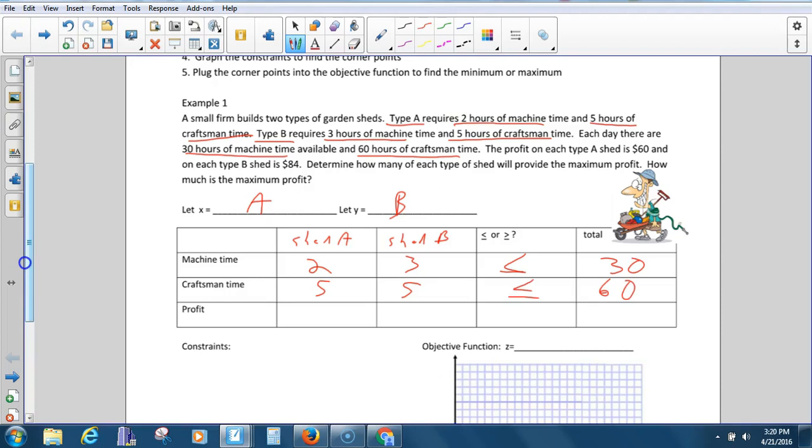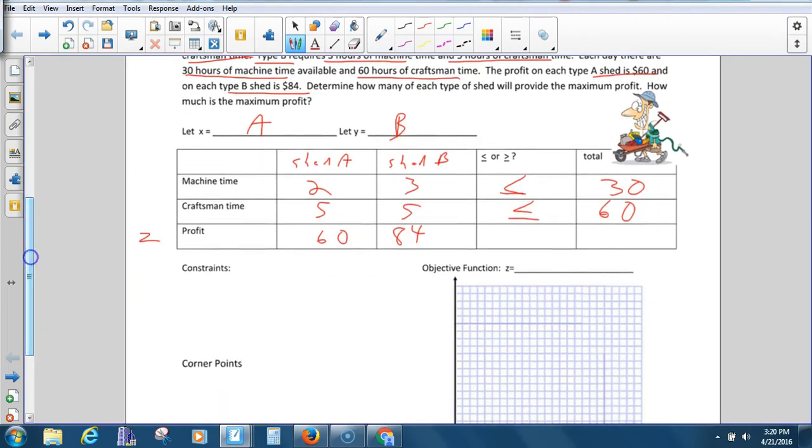Profit, revenue, on shed A is $60. On shed B it's $84. Now remember, we've had problems where revenue is the first sentence and sometimes where it's the last sentence. You want to look for words like revenue, profit, something like that. And remember, this is where the z function comes from.